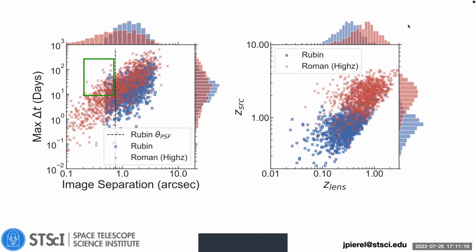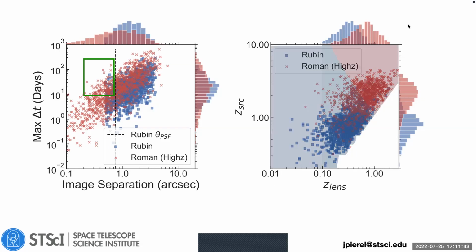So there will be some sample that is worth, say, TOOs from Roman or something like that, just to get the resolved image to then use the unresolved light curve from LSST for the time delays, because they are long enough that even a slightly higher time delay uncertainty will contribute a relatively high precision measurement for the Hubble constant.